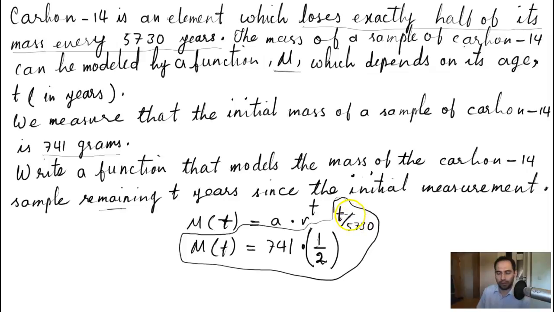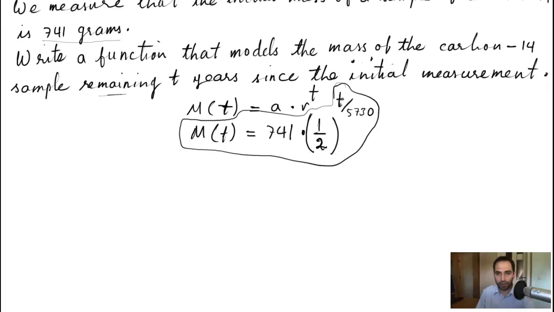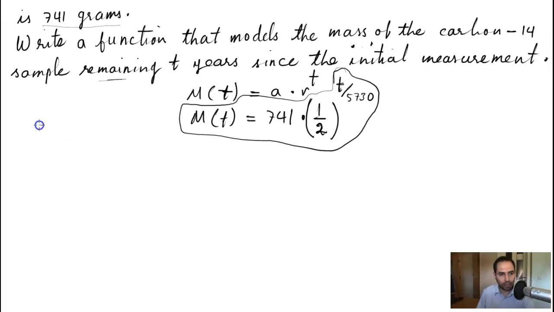And that is your function. Now, 741. In case you did not understand this, again, we have the same problem, the same example here. You can have a table, and here you have t in years, and here you have m of t.